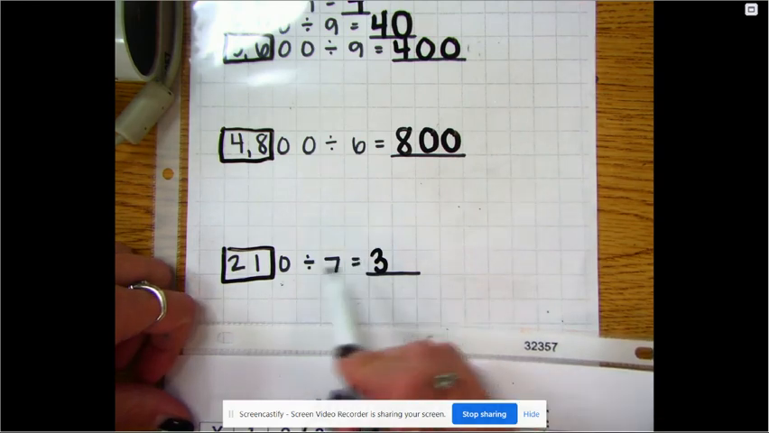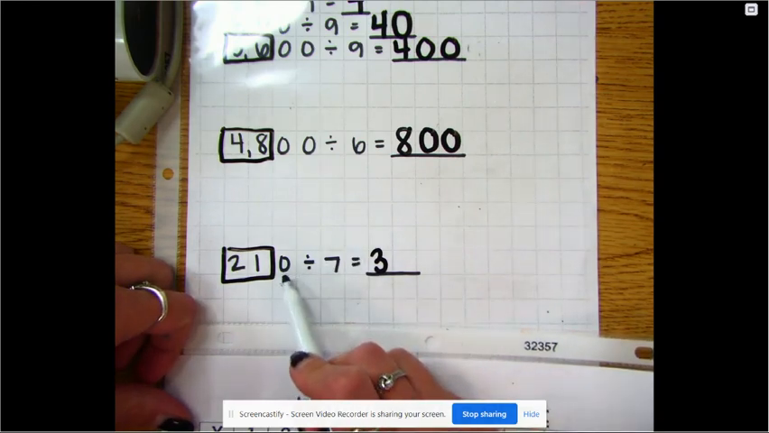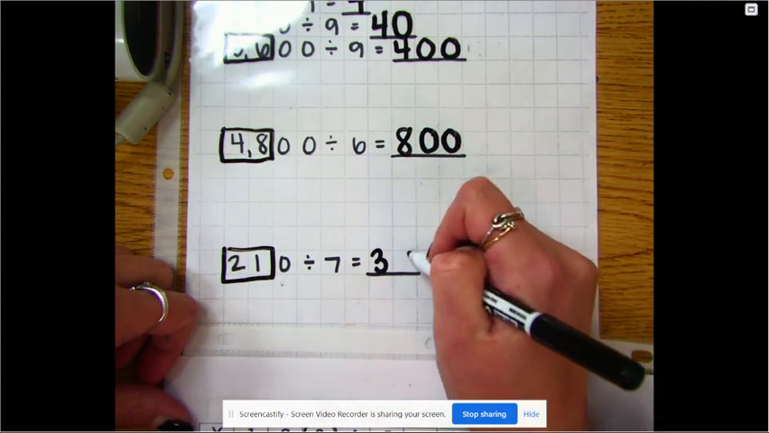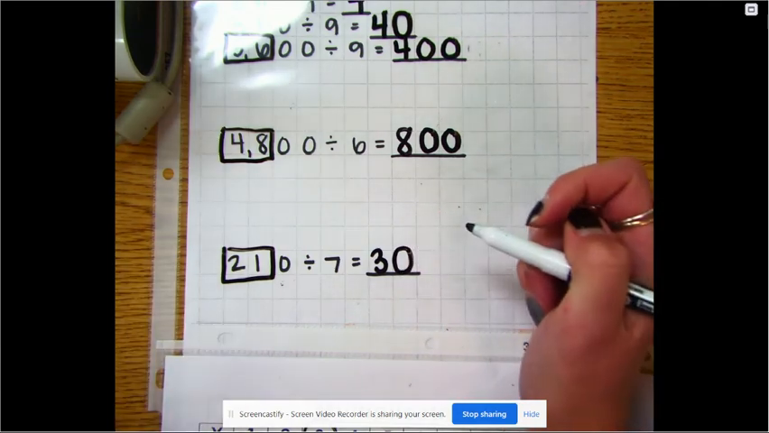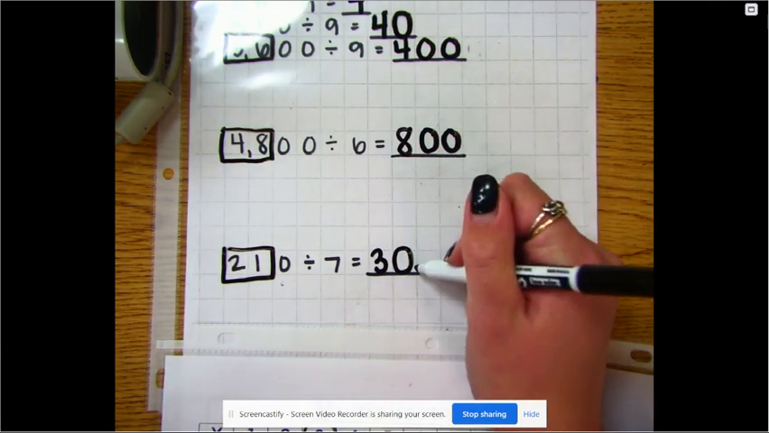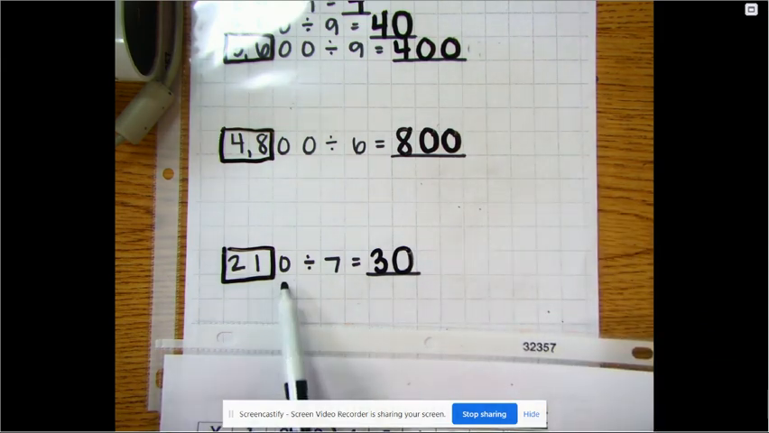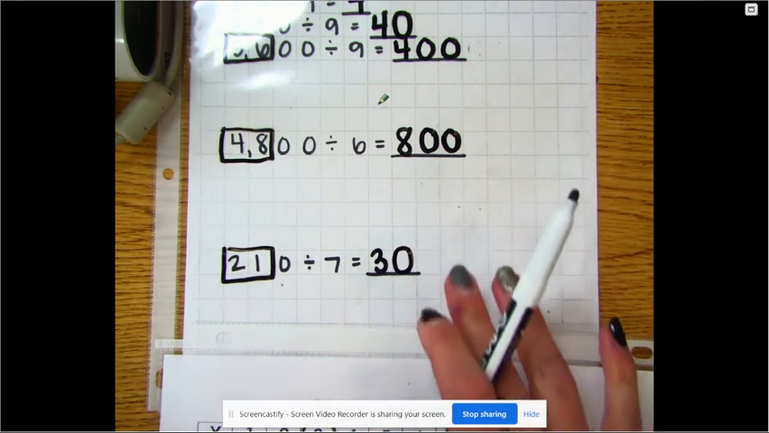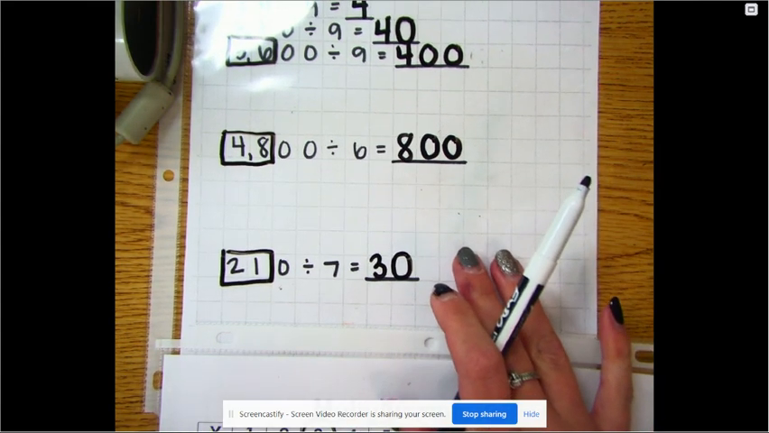Now I look back in my dividend. How many zeros did I have left in my dividend? 1 zero. So I'm going to add 1 zero at the end of my quotient. My quotient is now 30. 210 divided by 7 equals 30. This was using mental math to find quotients.